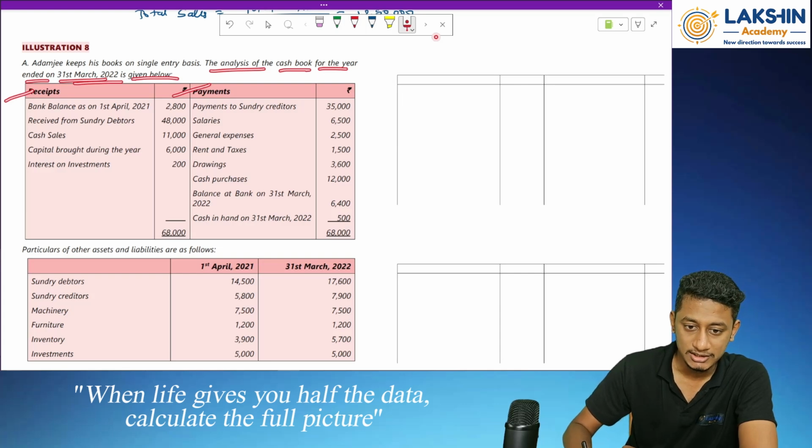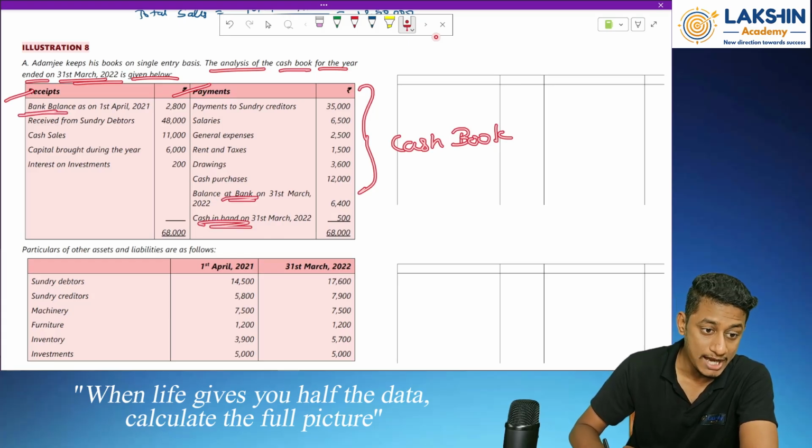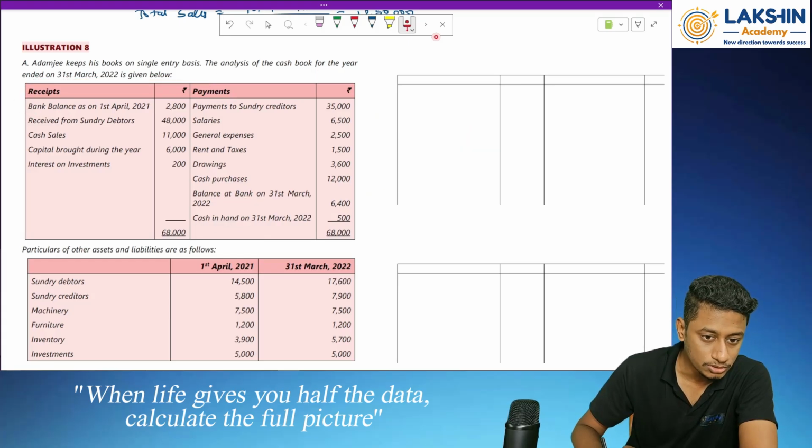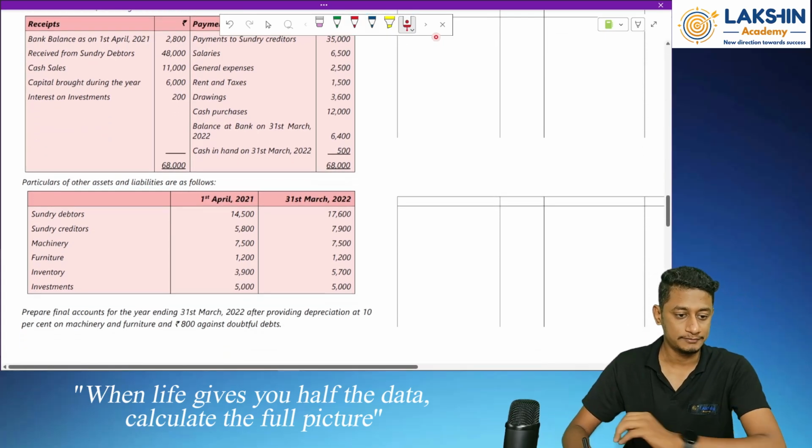So basically, this is a full-fledged cash book which is given to us. The balance at the bank, cash in hand, and opening bank balance are given. There is no opening cash balance given to us. Fine, no issues. Then going ahead.